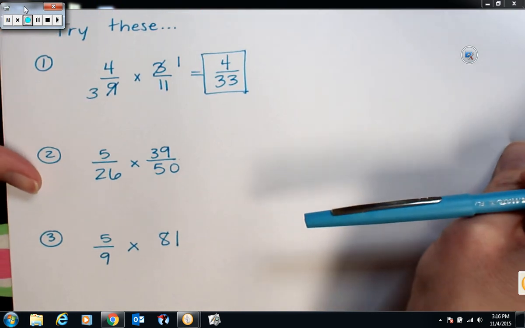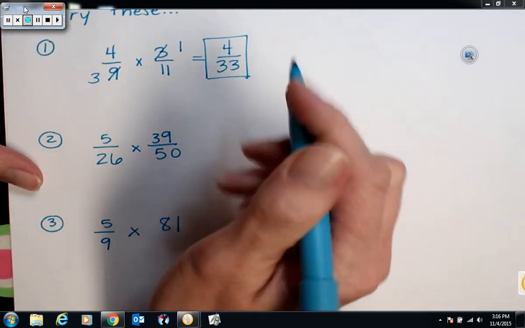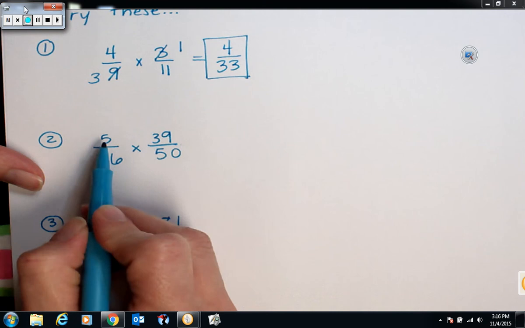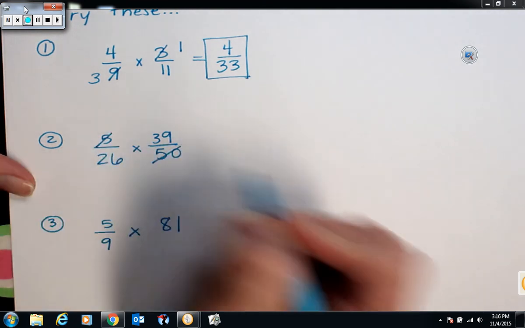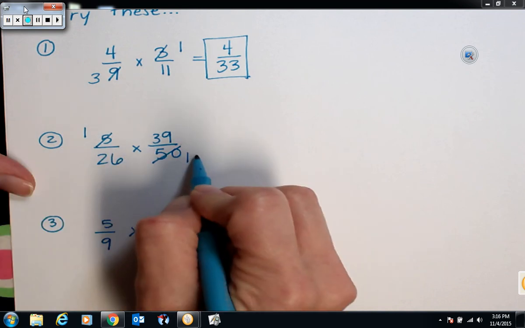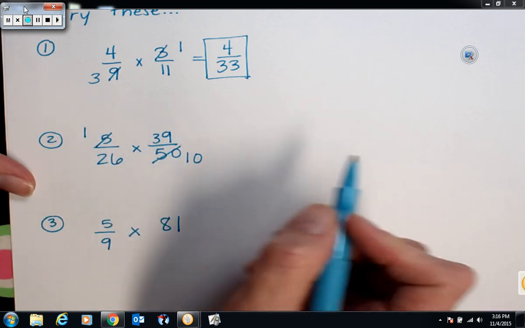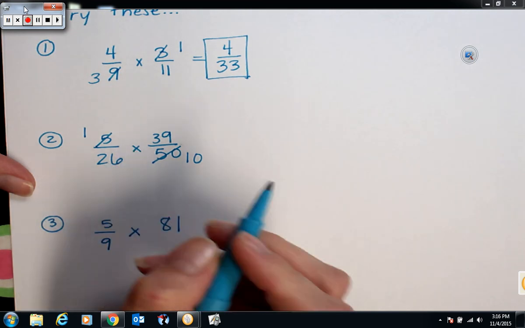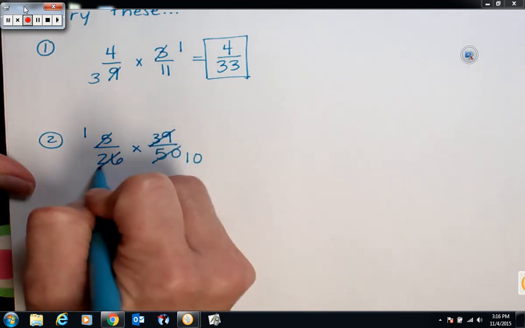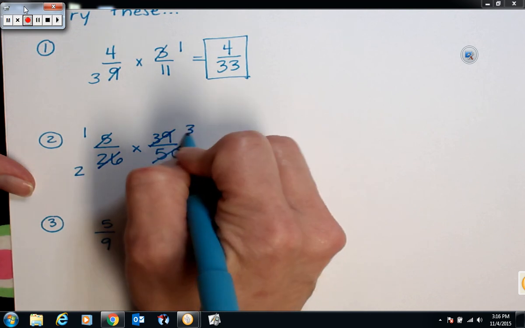Let's try number 2. Number 2, I'm going to look on that diagonal. So do 5 and 50 share a common factor? Yes, their greatest common factor is 5. So I'm going to divide them both by 5. And then I'm going to look along the other diagonal. 39 and 26 share 13 as their greatest common factor. So I'm going to divide them both by 13.